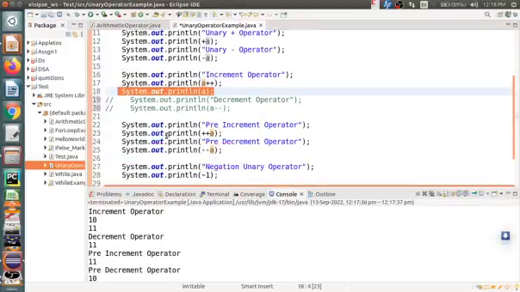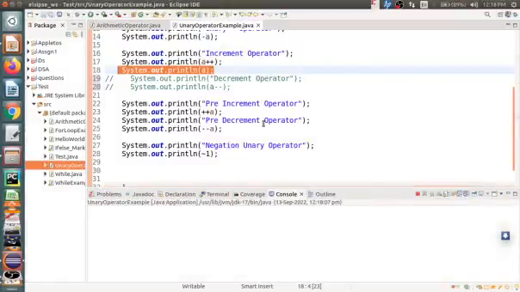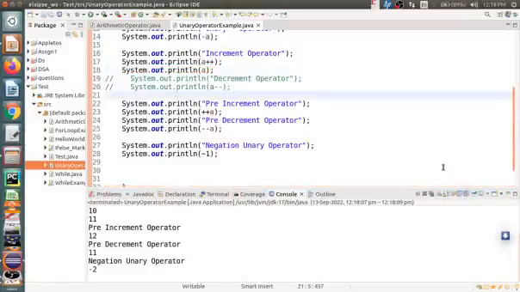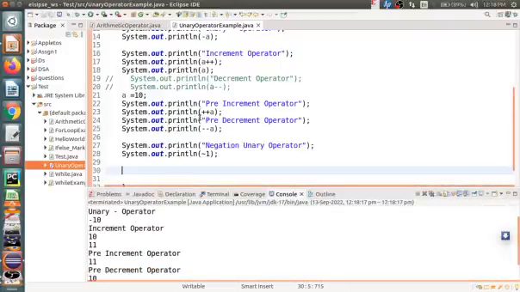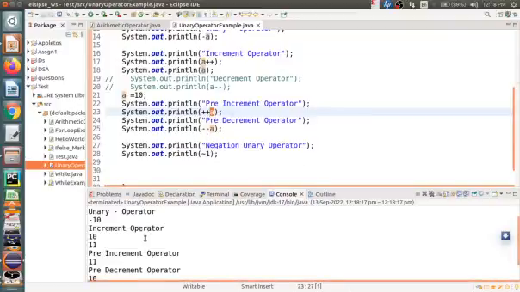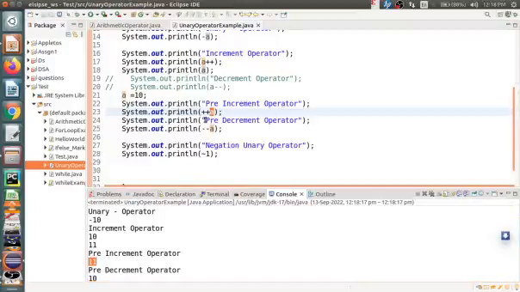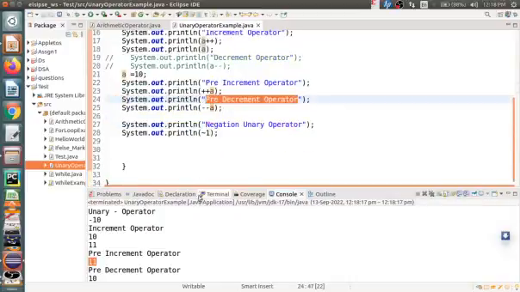But in this case, suppose I write a equal to 10. Now with plus plus a, first the increment operation will happen, then the assignment will happen. So a will become 11, and it will simply return 11. Similarly for decrement also, first the decrement operation will happen, 11 minus 1, then 10 will be printed.